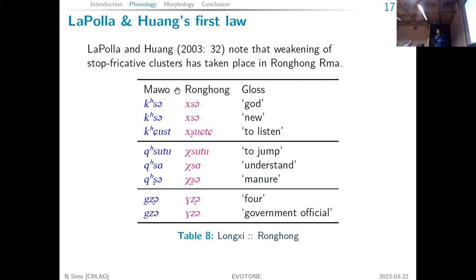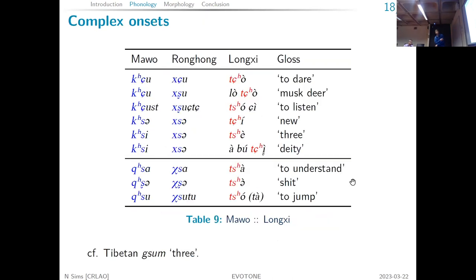There's another variety, Ronghong. This is a sound correspondence described for Ronghong, where we don't have a complete deletion, but we have lenition of these. So we have x, shush, and suku, words like this, where we have a weakening of the consonant. So in these cases, we just reconstruct the non-weakened consonant.